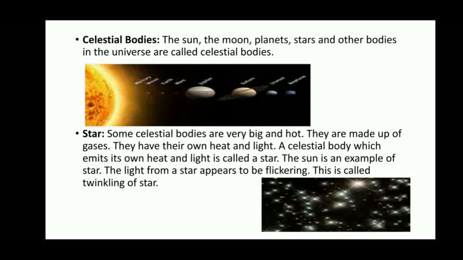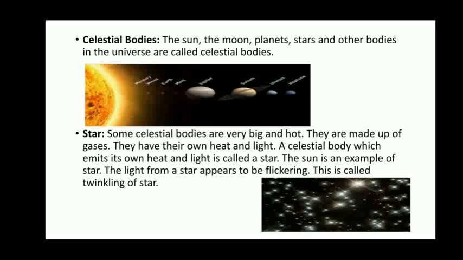Today, we are going to see what celestial bodies are. The celestial bodies consist of the Sun, Moon, planets, stars, and whatever is in the universe. These are all called celestial bodies. It reminds me of the rhyme which we all know, Twinkle Twinkle Little Star.